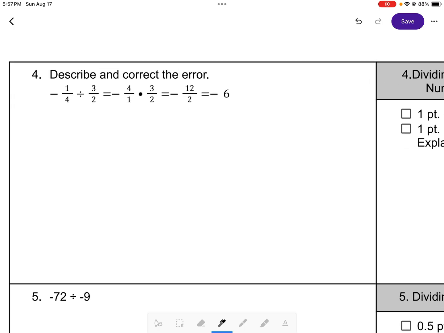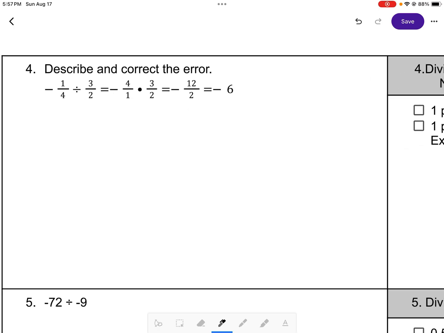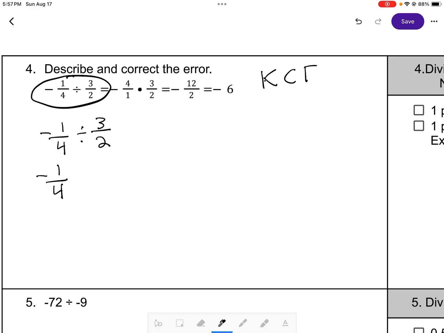Looking at number 4, it says describe and correct the error. So whenever I do one of these, I want to solve what I have first. So I'm going to do negative 1 over 4 divided by 3 over 2. I'm going to solve it the way I know how to solve it, and then I'll look back for the error. The negative 1/4 is going to stay the same because we're using our keep, change, flip rule.